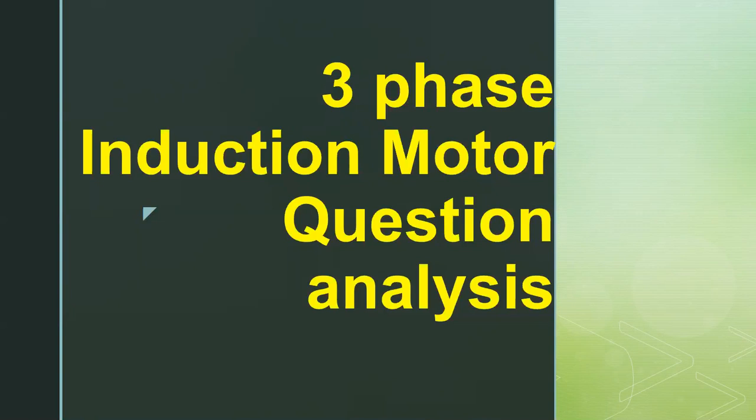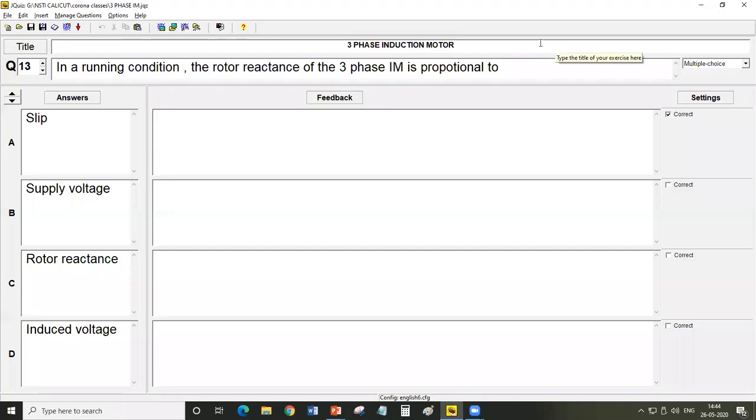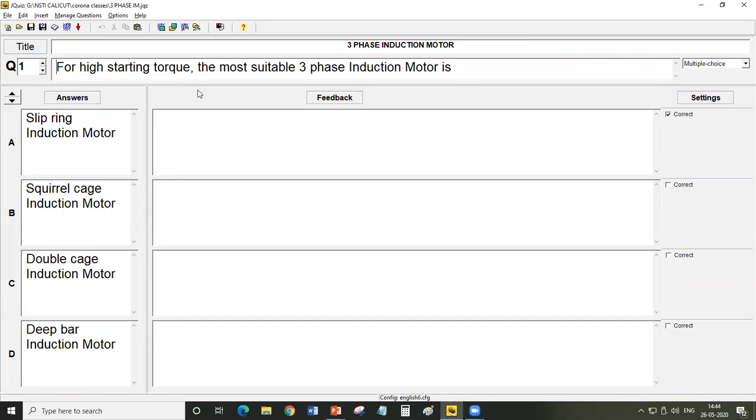Okay, so first we can go to the first question. What is the first question? For high starting torque, the most suitable three-phase induction motor is. So we are going to attend the objective questions. In my experience, one suggestion for you is that you have to read the question and options first. Read very carefully, otherwise you will get a wrong answer. Read the question and answer carefully, so you will get the idea from that.